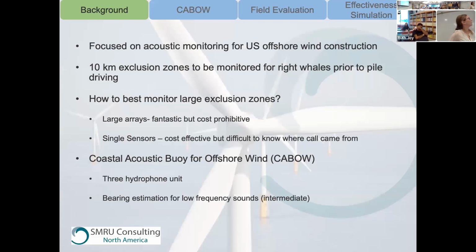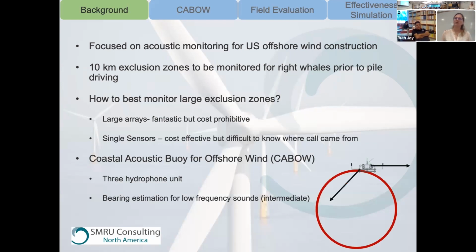So the CABAL was originally developed for monitoring exclusion zones off the US East Coast for offshore wind. In the US, they said you need to monitor 10 kilometers for North Atlantic right whales. These are a baleen whale that produce low frequency sounds below a kilohertz. There's a couple different ways you can do it. As Harold indicated, we're looking to use bearings to tell whether or not a call came from inside a stated exclusion zone or outside a stated exclusion zone. This obviously has other applications when it comes to killer whales, which I'll talk about in a bit.